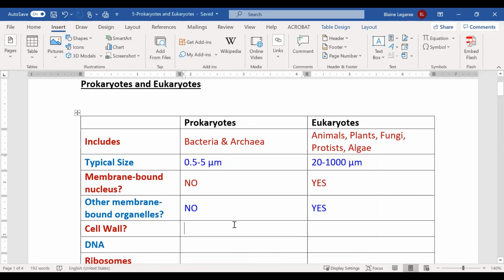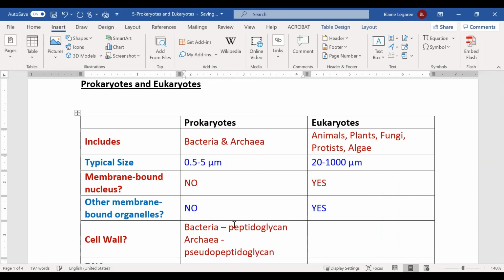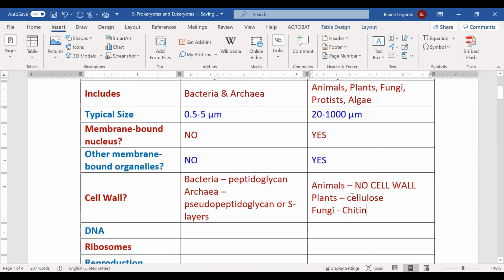Do prokaryotes have a cell wall? Yes, they do. Remember, bacteria have peptidoglycan. And archaea, need to spell, they could have pseudopeptidoglycan, or they can have S layers. Eukaryotes, so animals, no cell wall. Plants, they have cellulose. Fungi have chitin. So this is all stuff that we've talked about already.